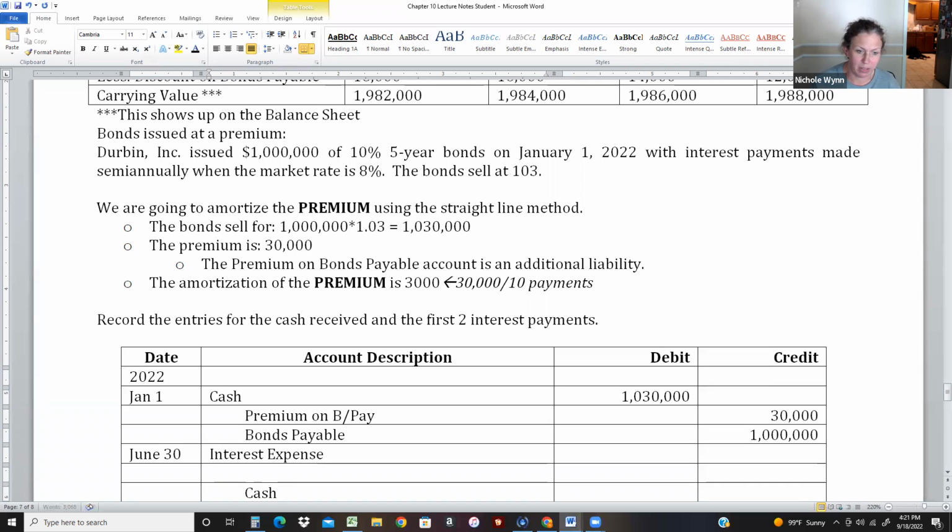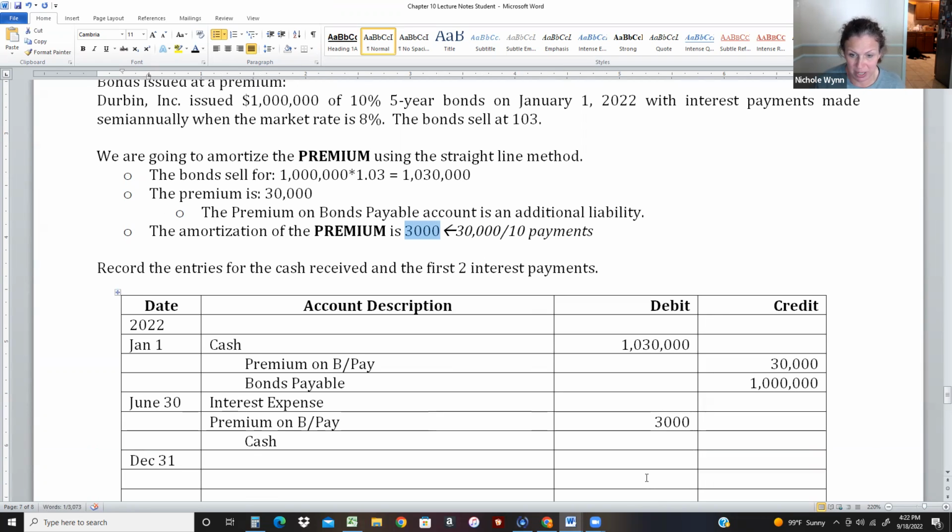So then when we make our interest payments, interest expense, skip a line, and cash. And then we're going to whittle away the premium. The premium has a credit balance of 30, so when I whittle it away, I need to debit premium for $3,000, because I took the 30,000 and divided it over 10 payments. So it'll be 3,000 every time.